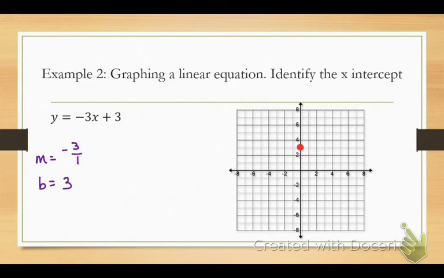So just because it's negative doesn't mean I go backwards. It just means I go down. Down 3 over 1, plot my point, use your badge or a ruler, and draw your straight line through those points. The straight line is very important, okay? Because now it also asks me to identify the x-intercept.